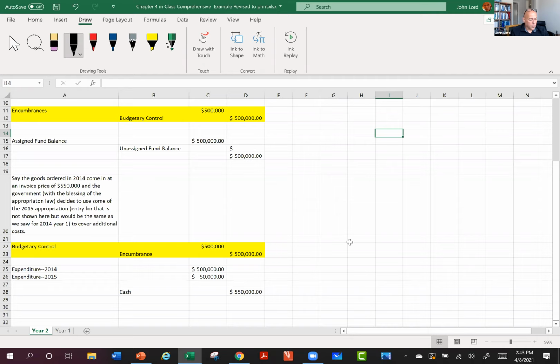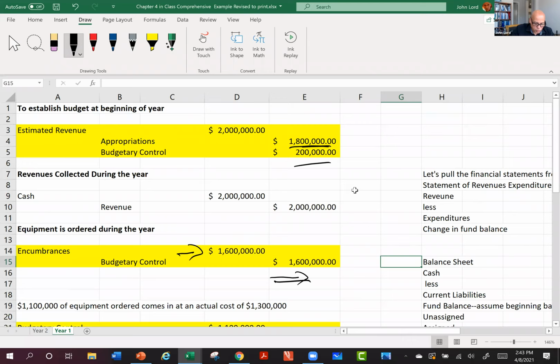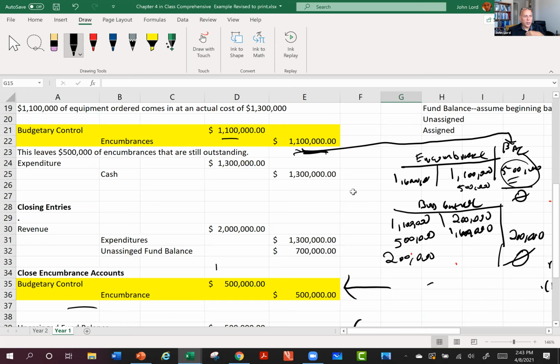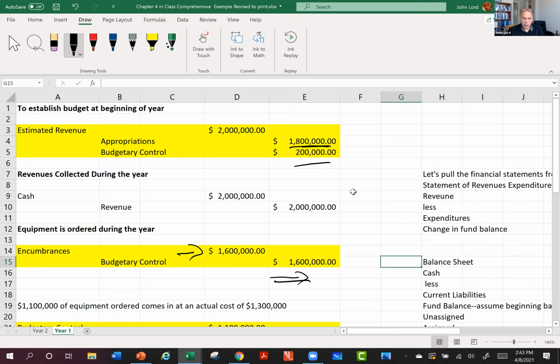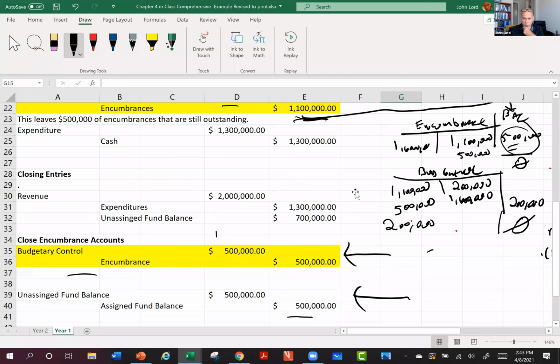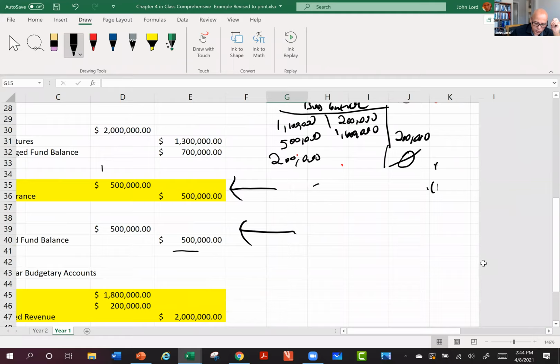Okay, so this example, guys, is very important for you to be able to walk through and understand what we did. Notice we went from the beginning of the year to the end of the year, right? Big takeaways: we have a beginning of the year appropriation entry in which we debit the estimated revenue, credit the appropriation, credit budgetary control. By the end of the year, we simply turn around and close that because it served its purpose. It served the purpose to show us what we had available in appropriation as we went through transaction by transaction and looked at our appropriations ledger there, right?